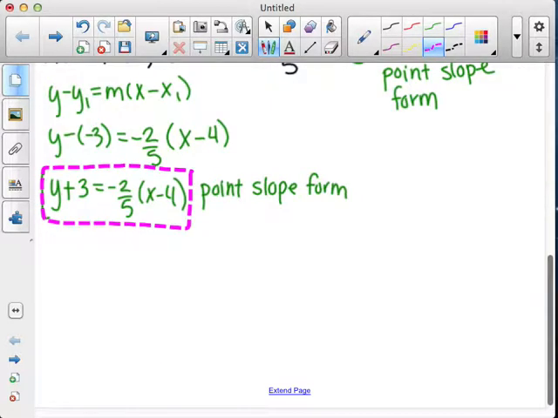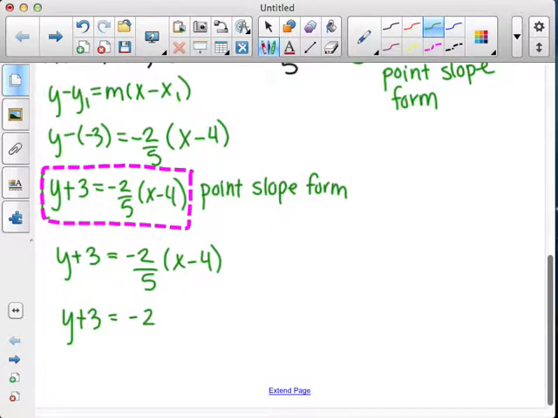Now, we have two more forms to write the equation of. You can do either slope-intercept or standard form next. I'm going to go ahead and do standard form. So keep in mind that in standard form, you're not allowed to have fractions. So that's what I'm going to take care of first. First thing is I don't want any fractions. So in order to eliminate the fraction, I could distribute inside, which gives me y plus 3 equals negative 2/5 x plus 8/5.